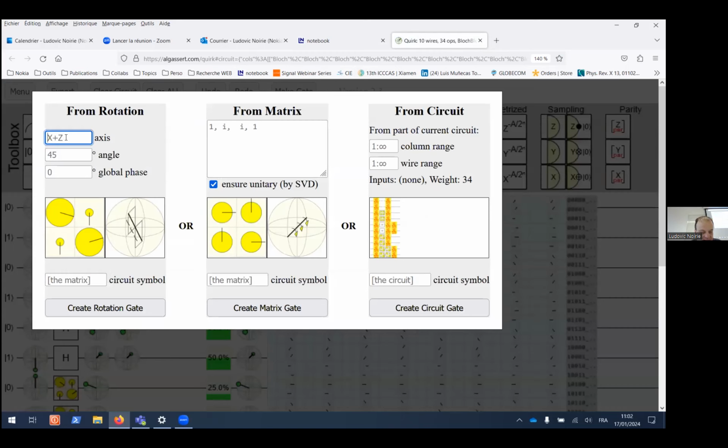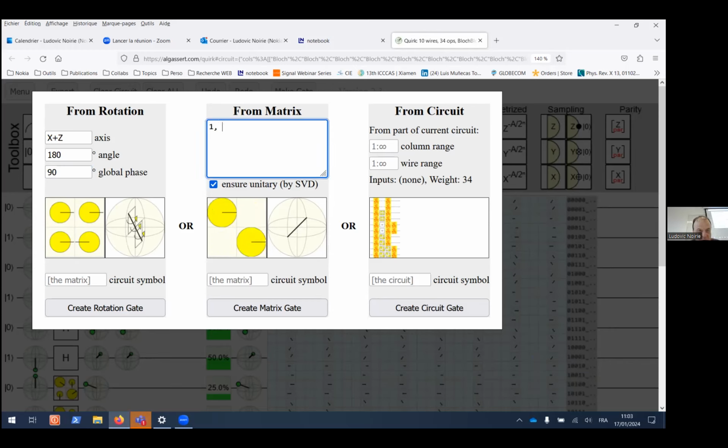You can just say here x plus z and 180 plane. You see it's not exactly 1, 1, 1, minus 1 as it should be with the Hadamard gate. The Hadamard gate is 1, 1, 1, minus 1. But this is because of the global phase. If you add a global phase here of 90, then you have 1, 1, 1, minus 1, normalized of course, to some vector, and the matrix.